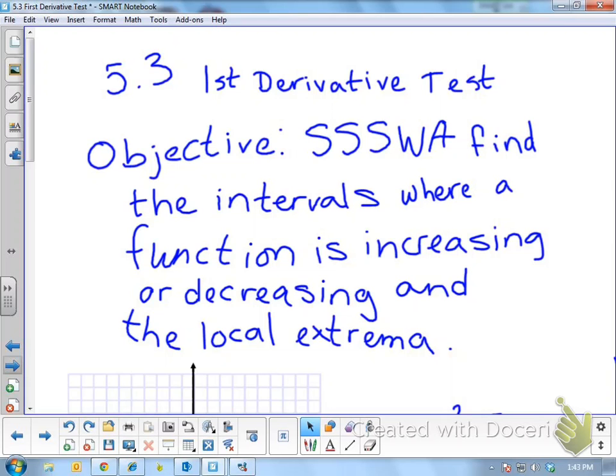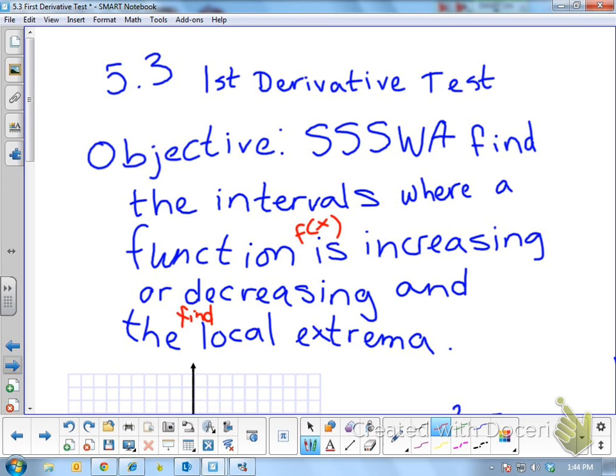So our goal is to find intervals where a function is increasing or decreasing and locate the local extrema. So we want to find where f of x is increasing or decreasing, and we're going to find local extrema instead. So we're not going to be on a closed interval anymore, and that will make a difference. When we were on a closed interval, we had to consider the endpoints.